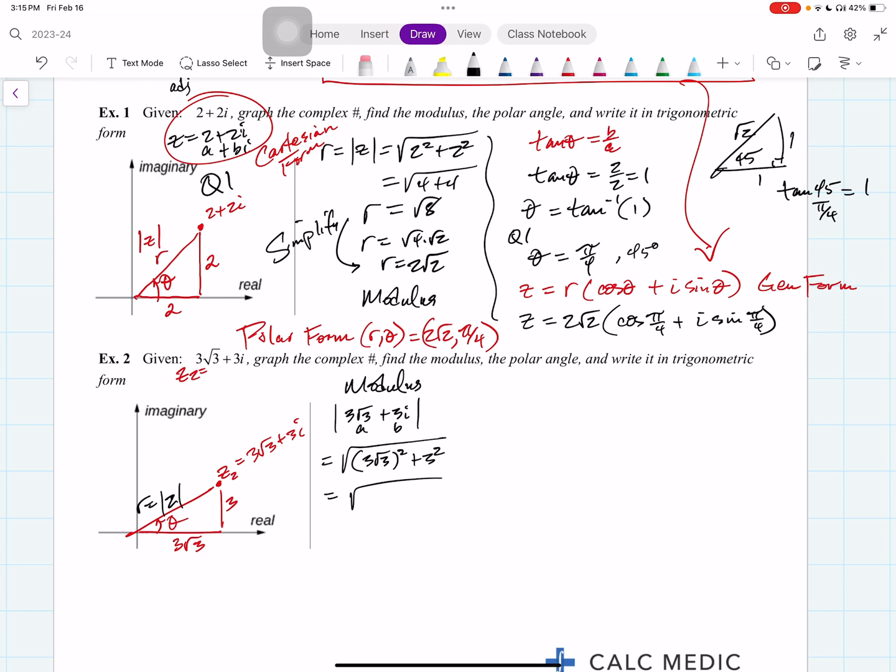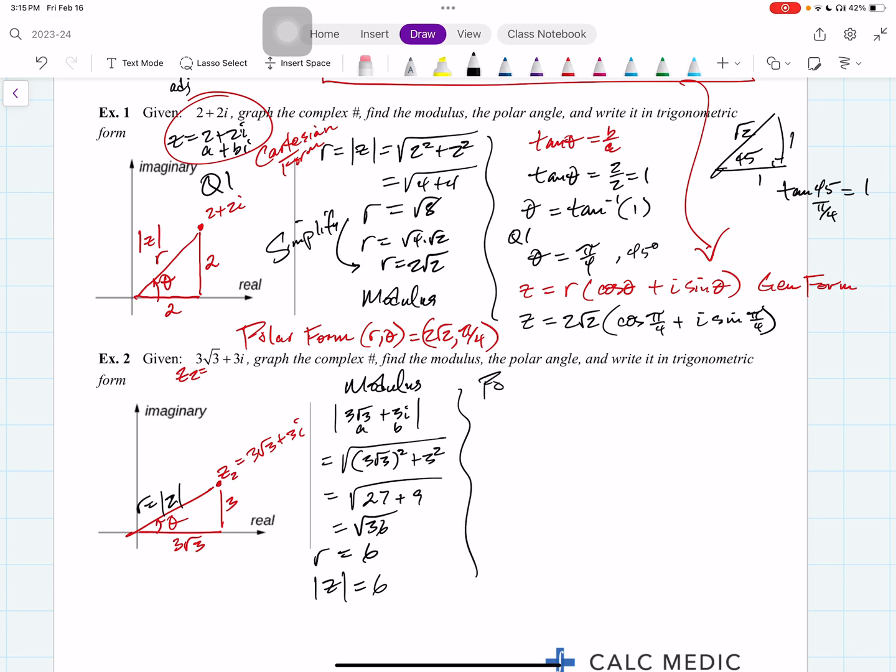We got 27 there. So 27 plus 9, guess what? That's 36. And if you take the square root of 36, you get 6. All right, so the radius, or you can say the absolute value of z, which is your modulus, is 6. Cool, you didn't realize that it was going to end up being kind of nice.